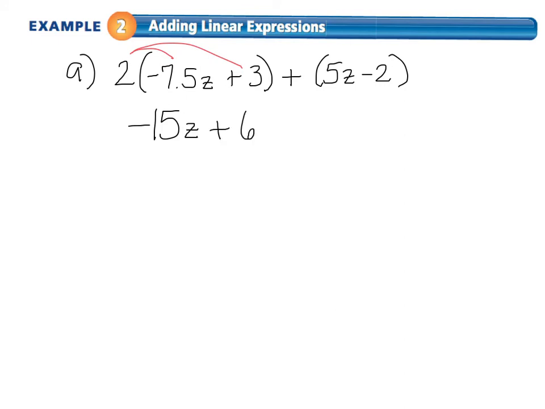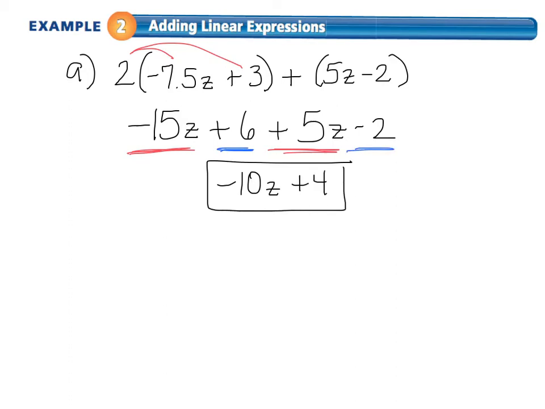Notice that when we distributed, the parenthesis is gone. Now, there is nothing in front of this parenthesis except a 1. Therefore, I don't have to do anything except eliminate the parenthesis and bring down the 5z minus 2. Now we combine like terms. Negative 15z plus 5z gives us negative 10z. 6 minus 2 gives us plus 4. So my expression, simplified, would be negative 10z plus 4.